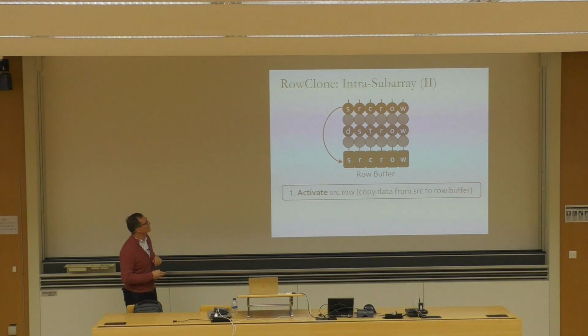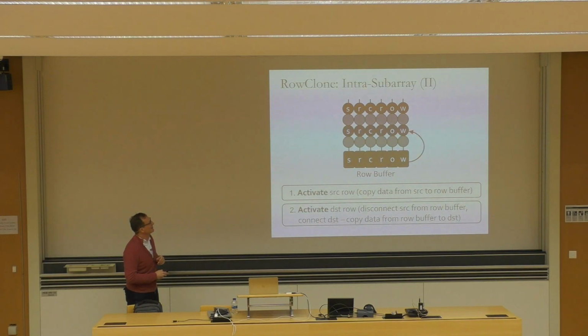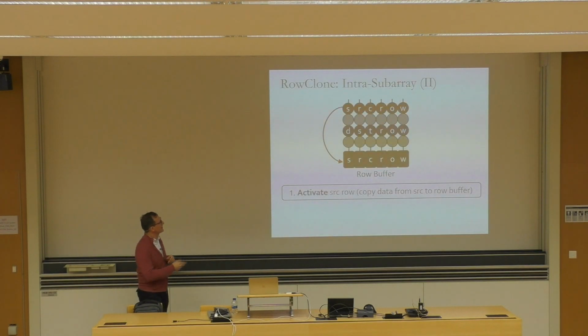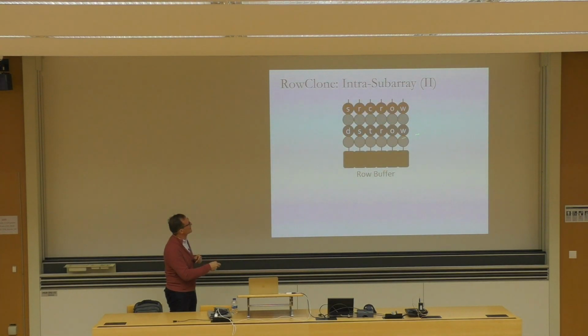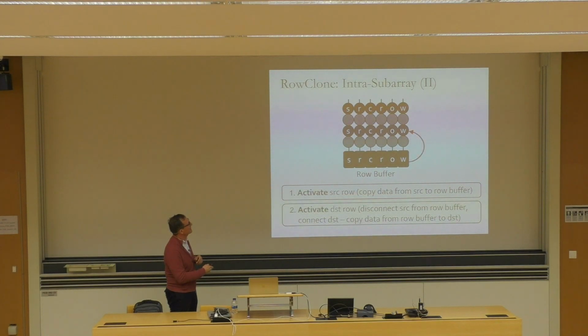Now we have the destination row. Isn't it nice? Okay, so basically intra subarray looks this way: source row, and somehow something happened here. But basically, we want to copy the source row data into the destination row data. You first activate the source row, which goes into the row buffer, and then you activate the destination row, which essentially gets the source row data this way. And essentially, all three look like the source row at the end of the process. The same data is all over there.